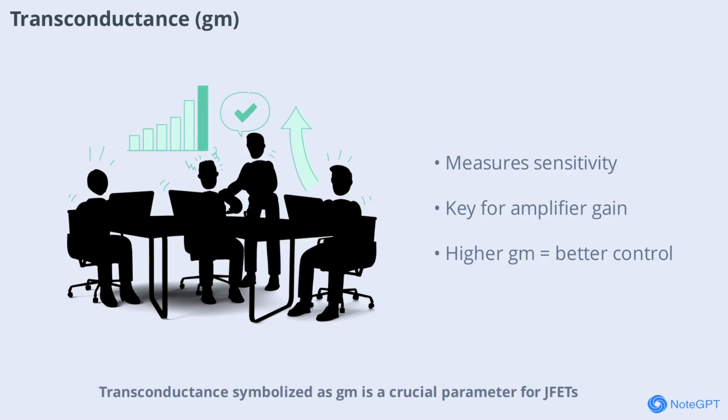Transconductance, symbolized as gm, is a crucial parameter for JFETs. It defines how much the drain current changes in response to a change in gate source voltage. A higher gm means the device is more sensitive to input voltage changes, making it ideal for amplification. Engineers use gm to determine the gain and efficiency of amplifiers built with JFETs. Understanding transconductance helps in designing circuits that require precise control of current flow.